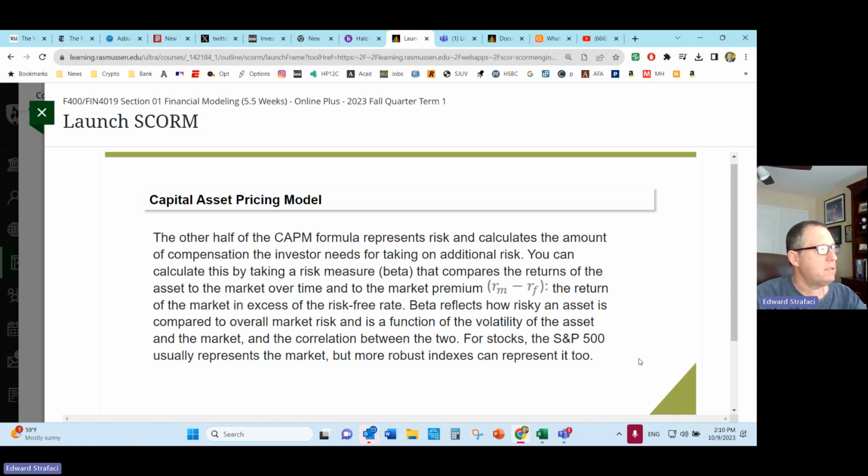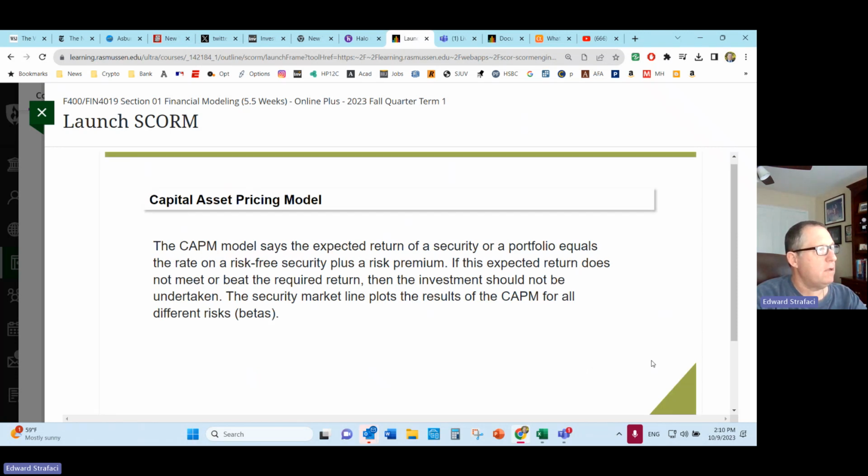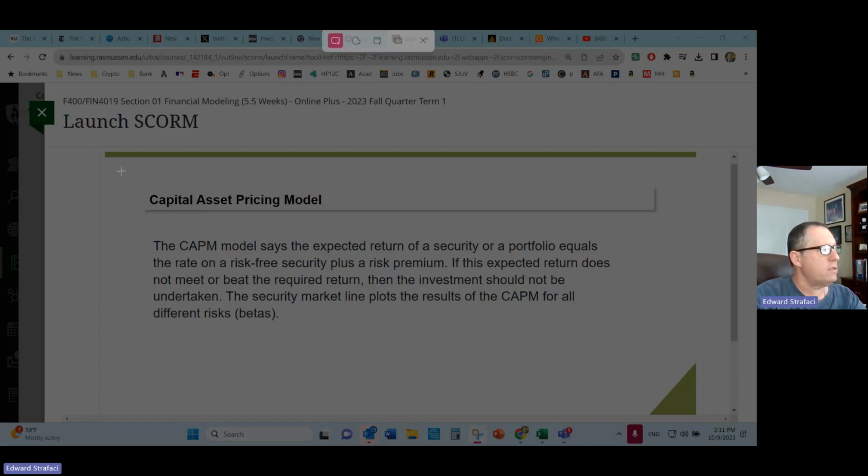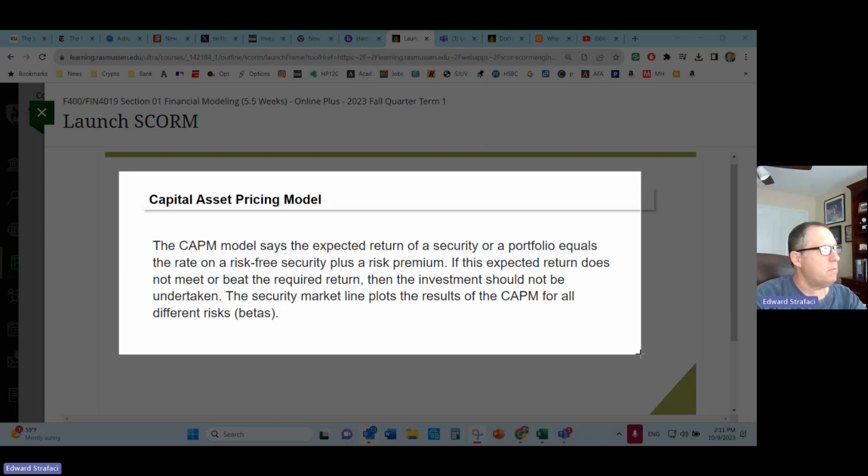Beta reflects how risky an asset is compared to the overall market risk and is a function of the volatility of an asset. So what you're doing, and if you watch my video again, I'm going to keep saying it, you're going to see the relationship. So the capital asset pricing model says the expected return of a security or a portfolio equals the rate on a risk-free security plus a risk premium. If this expected return does not meet or beat the required return, then the investment should not be undertaken. So once you've determined what your return is, if your expected return doesn't beat that, right?